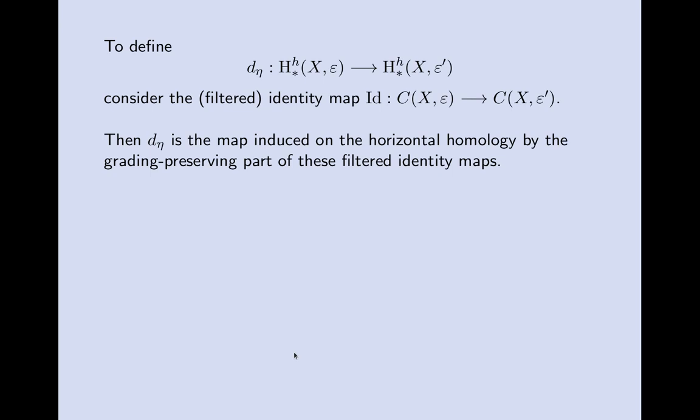What is left to do here is to define these maps corresponding to the edges between two colorings, or two horizontal homologies, in the cube poset that we just saw. So this eta will connect the coloring epsilon to epsilon prime, meaning that epsilon prime is obtained by coloring exactly one white vertex inside epsilon in black.